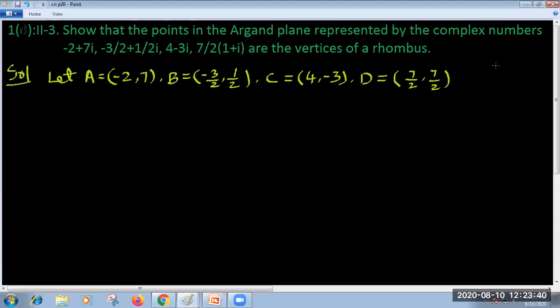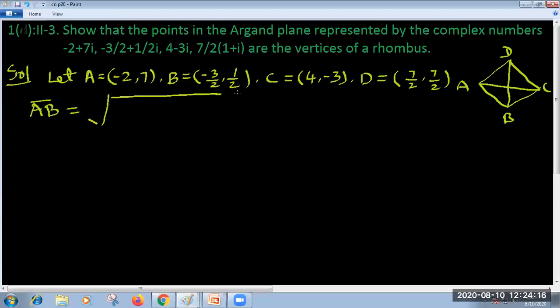We have to find the lengths of all the 4 sides, AB, BC, CD and DA, and the 2 diagonals AC and BD. Now let us find the distance between the 2 points A and B. By using the distance formula, we can find the square root of (x2 minus x1) whole square plus (y2 minus y1) whole square.